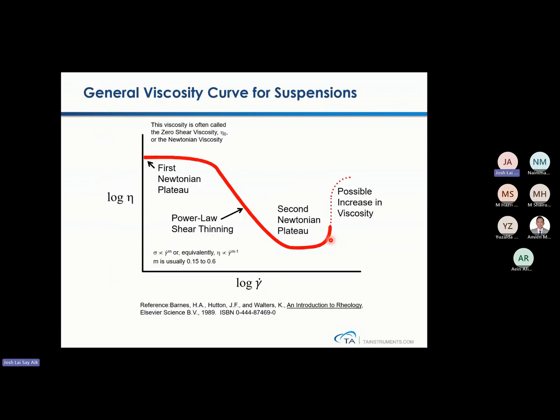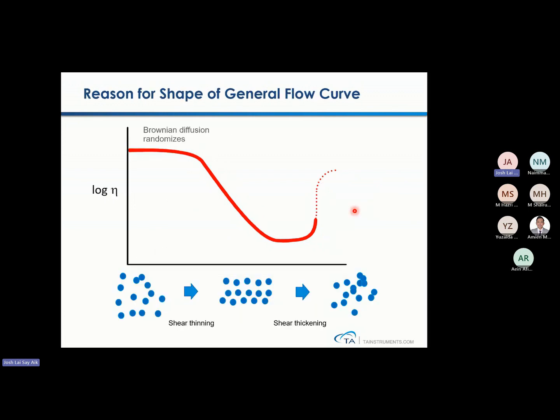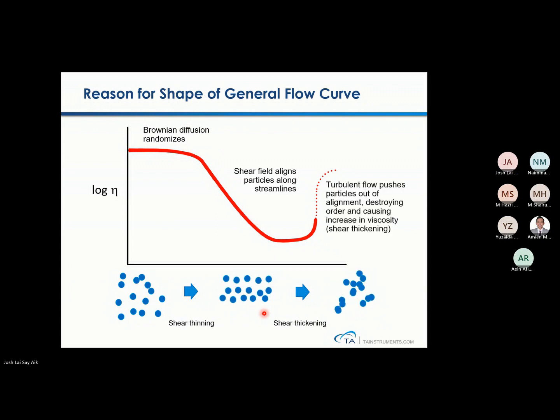So this is a generalized viscosity curve for suspension. When you see viscosity here, it's always a flow test. Very quick. So first Newtonian, shear thinning, and then second Newtonian, and also a possible increase in viscosity due to agglomeration and so on. So just like this, Brownian motion, and then it starts to achieve steady shear thinning. And then you have thickening. Thickening can be due to turbulent flow, pushed out particles, destroying order. So you have already destroyed your sample.